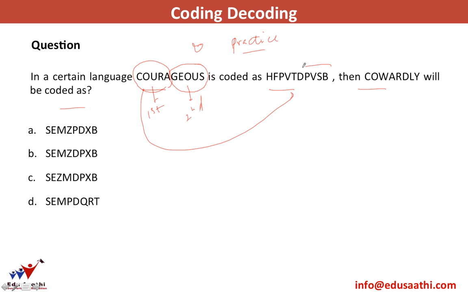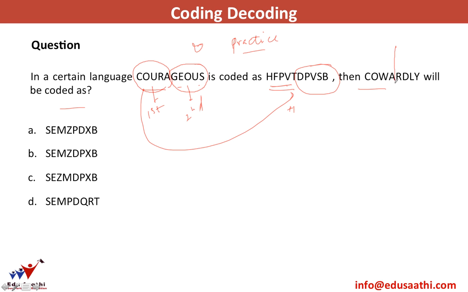This part, D, P, V, S and B. If you see, C is replaced by D, O is replaced by P, U is replaced by V, R is replaced by S, and A is replaced by B. So what I'm doing is +1. The second part here, GEOUS, has been put here. So I have G plus 1 H, E plus 1 F, O plus 1 P, U plus 1 V, and S plus 1 T. So this is the code here. It might sound simple because I've already explained, but if you had tried yourself, this is very difficult.